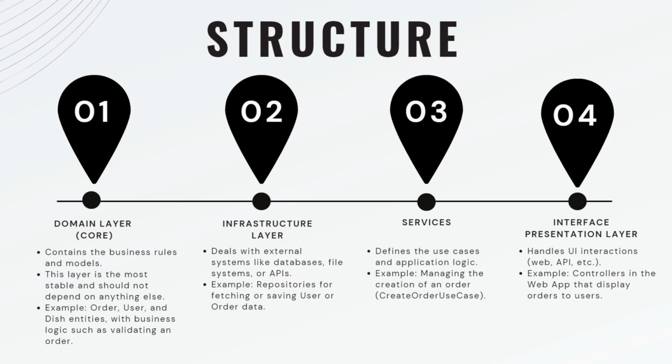Infrastructure layer, it deals with external systems like databases, file systems, or APIs. As an example, we can say a repository for fetching or saving user or order data. The service layer, it defines the use cases and application logic. An example could be managing the creation of an order, a create order use case.